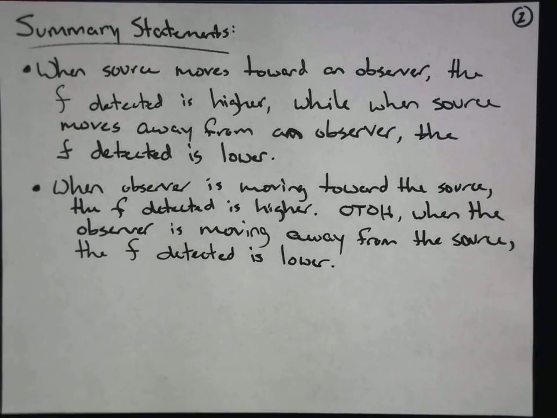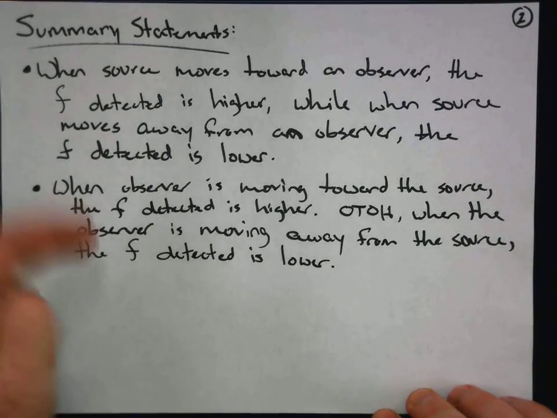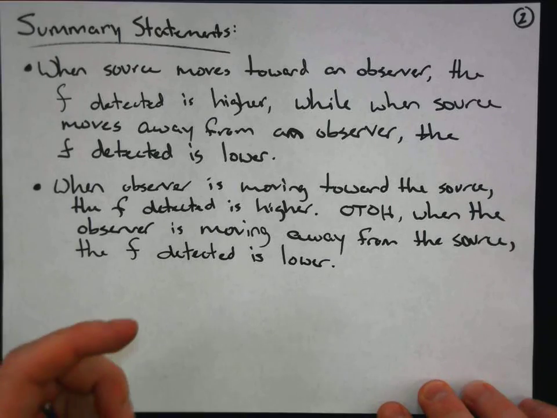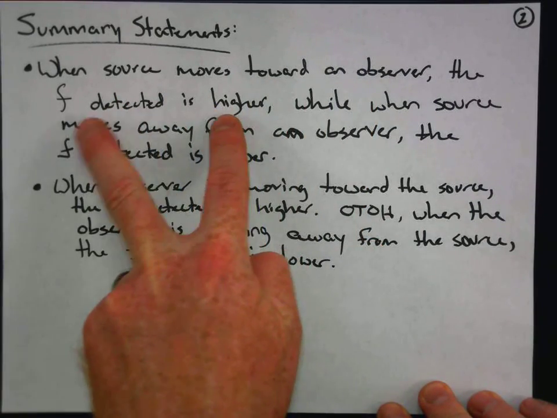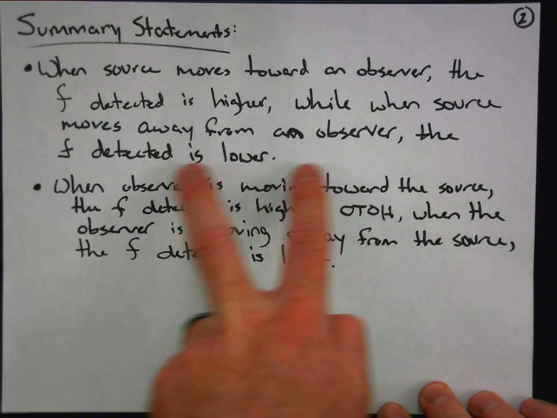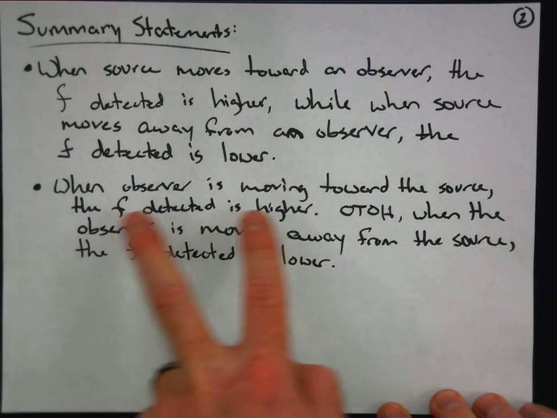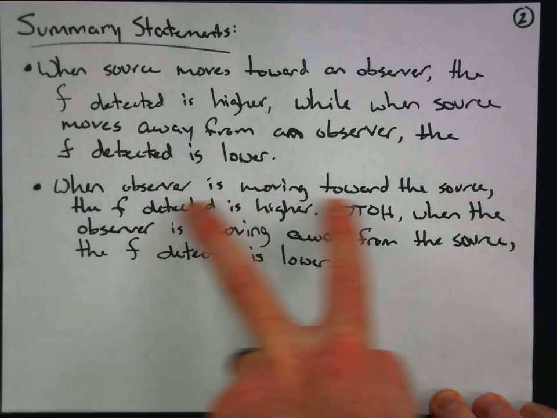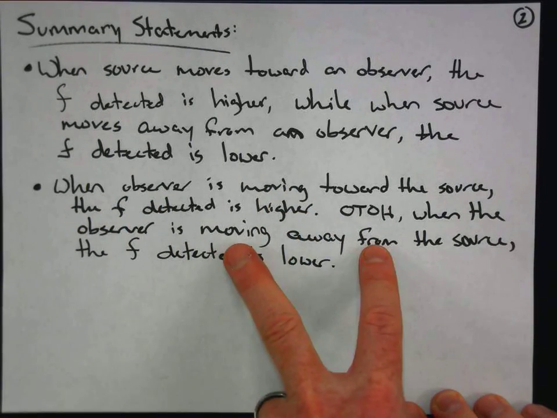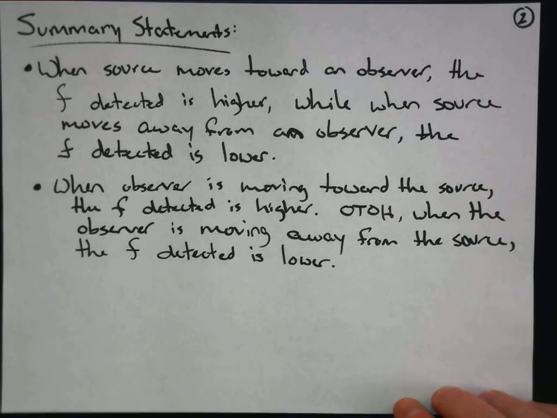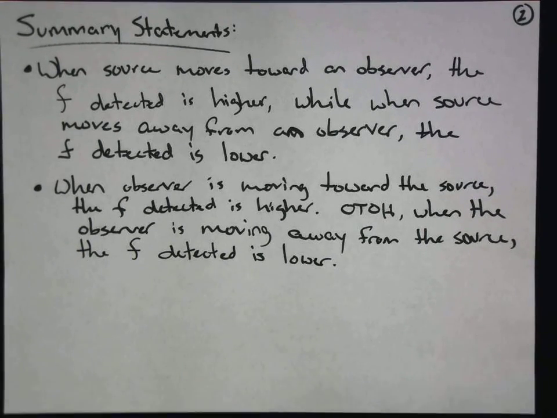Okay, I normally don't try to write a lot, but this is kind of important. It's sort of similar in the effect that is produced. When they get closer together, frequency detected is higher. When they move further apart, frequency detected is lower. Here, when the observer moves toward the source, so they get closer together, frequency detected is higher. When they move apart, they move away from each other, frequency detected is lower. The effects are similar. They happen for different reasons.